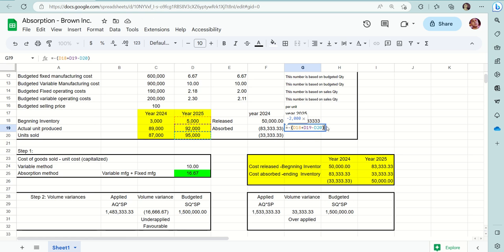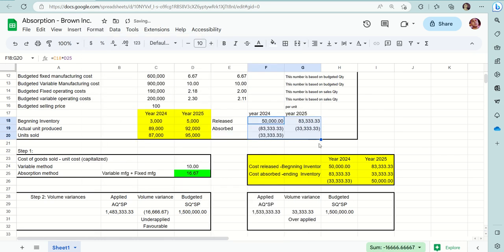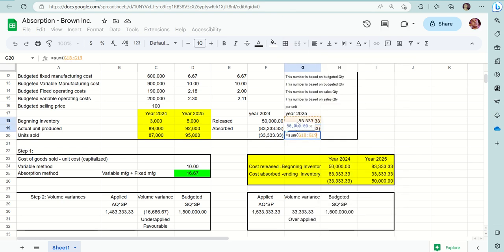Multiply by this unit cost under the absorption method. You can see that right there. I'm going to format this cell. Okay, you sum this up. These are the final numbers right there, the same thing that you can see highlighted in yellow.